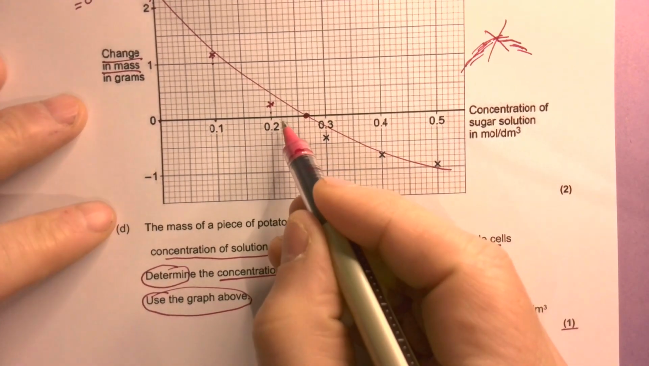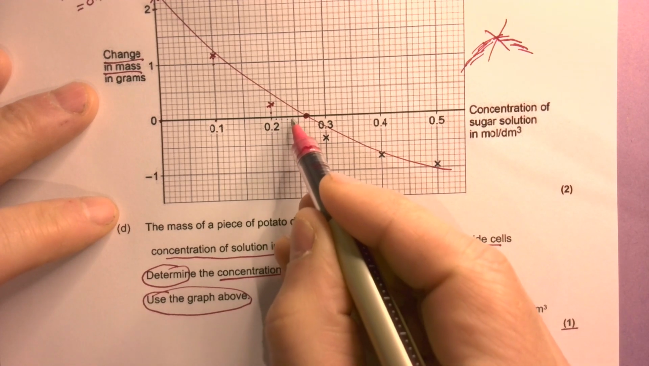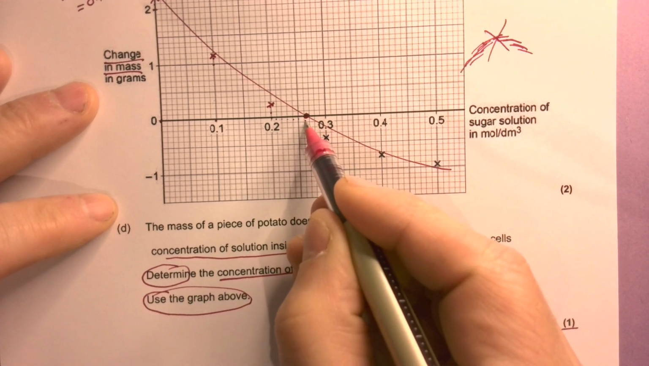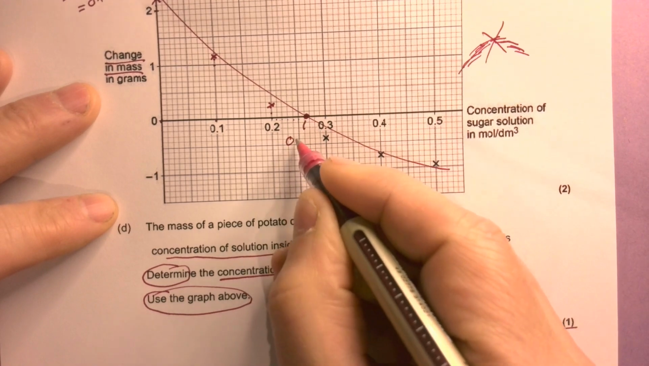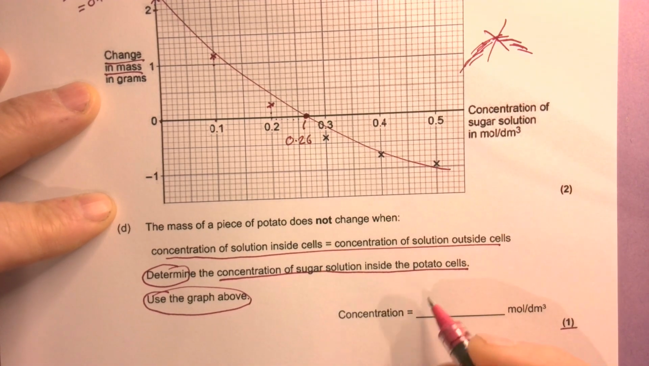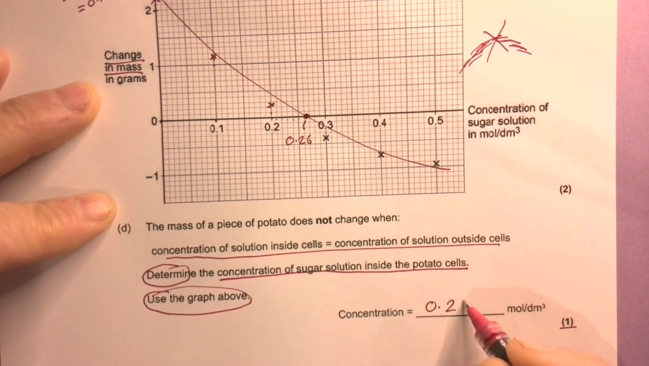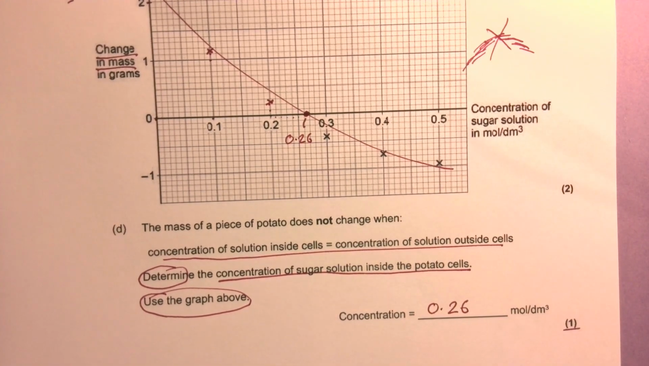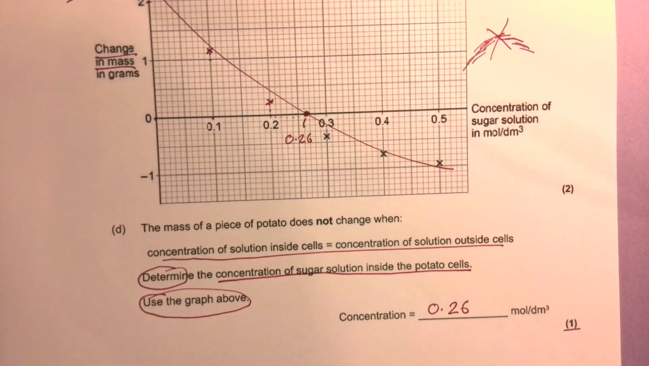So in my case, 0.2, 1, 2, 3, 4, 5, 6. So each one of these. So I think that's 0.26 according to my graph. The mark scheme says a little bit lower than that. They've also drawn a better line of best fit than I did, but it would be absolutely fine.